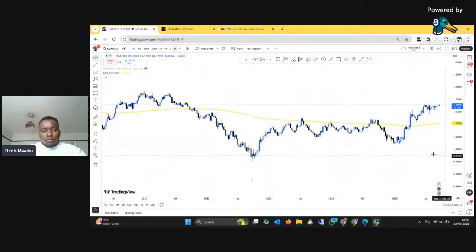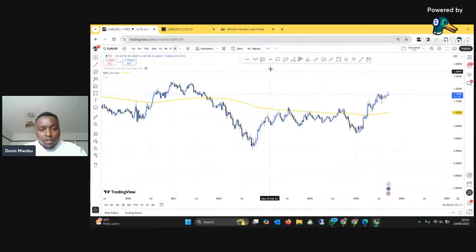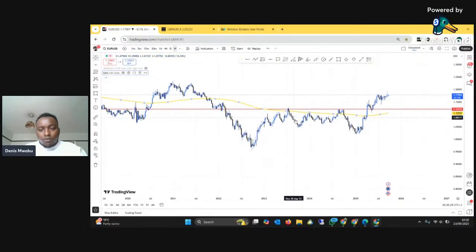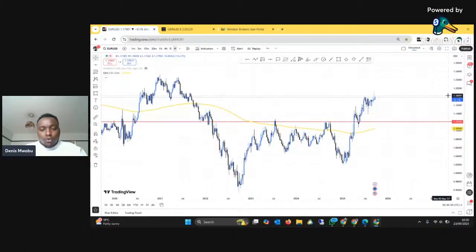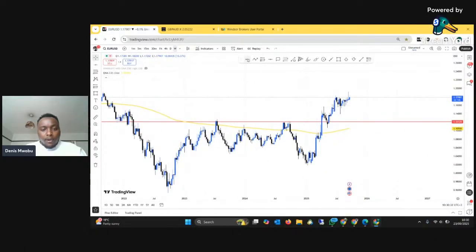The higher time frames will really tell you exactly what is happening in the market. On the higher time frame, I can see there is an area here. This area was very, very critical. This was on the daily time frame. You can also see price broke here, creating a new high.